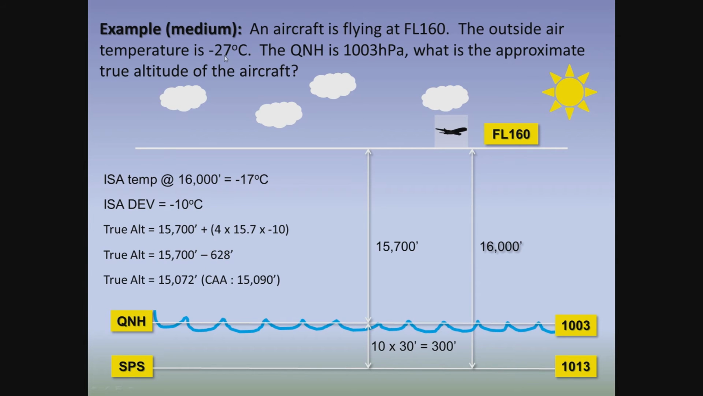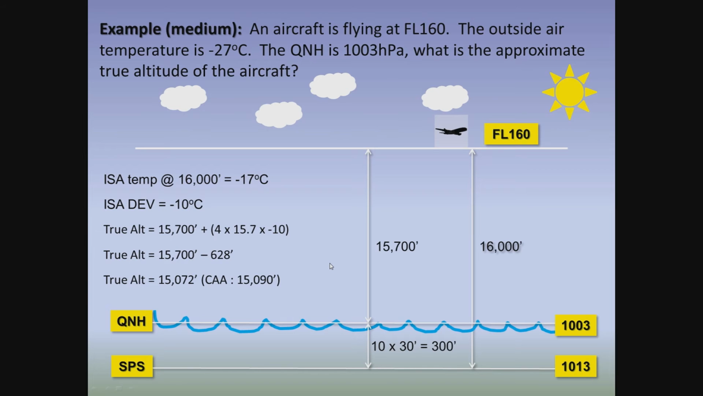Okay, and again, note that the temperature is below ISA, as we can see from here, so we know the answer is going to be less than our indicated altitude. So we're indicating 15,700 feet, but we're actually only at pretty much 15,000 feet. So in this case, we're about 600 feet lower than we think we are, which is quite a big difference.